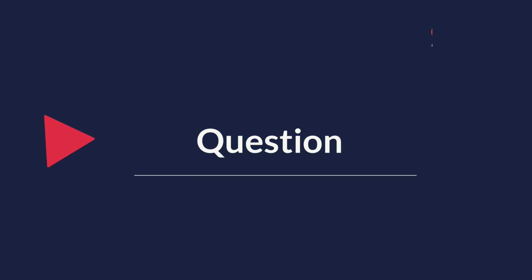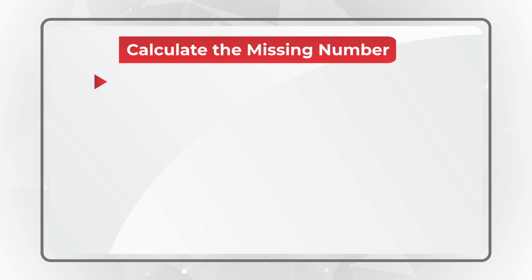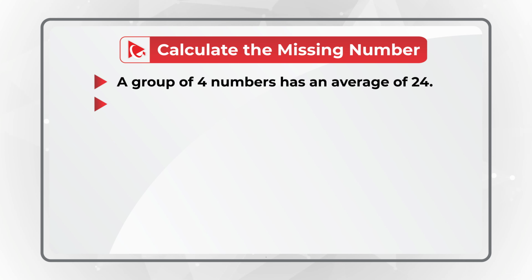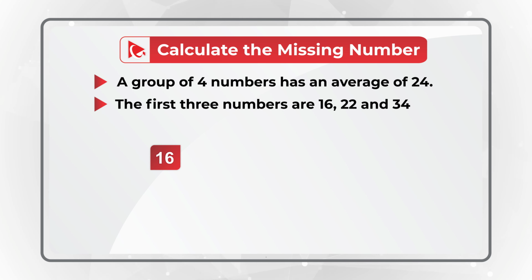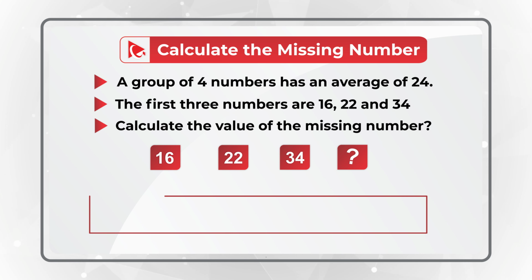Here's one of my favorite questions where you need to do mental math calculations. You're presented with a group of 4 numbers, and this group has an average of 24. The first 3 numbers are 16, 22, and 34. You need to calculate the value of the missing number, which is represented as the question mark. And you have 4 different choices.